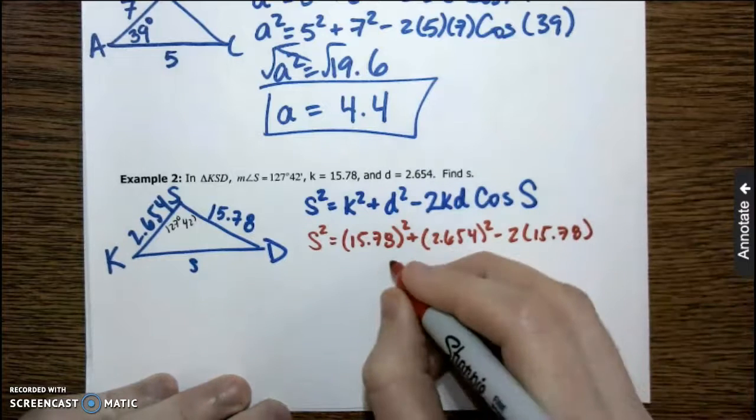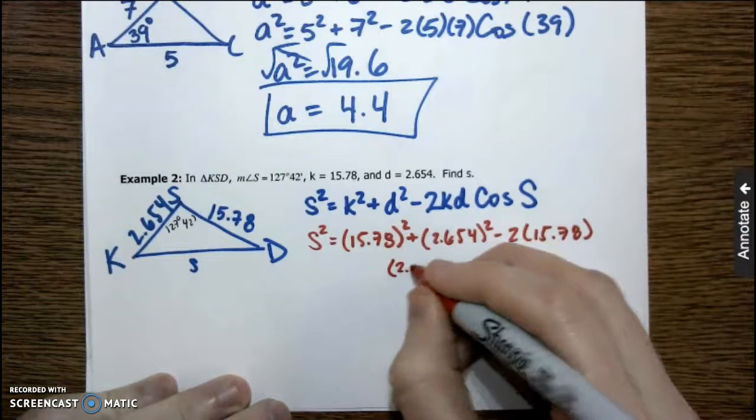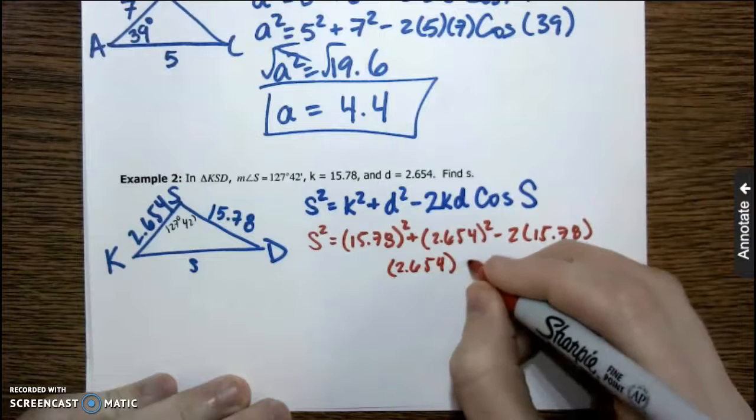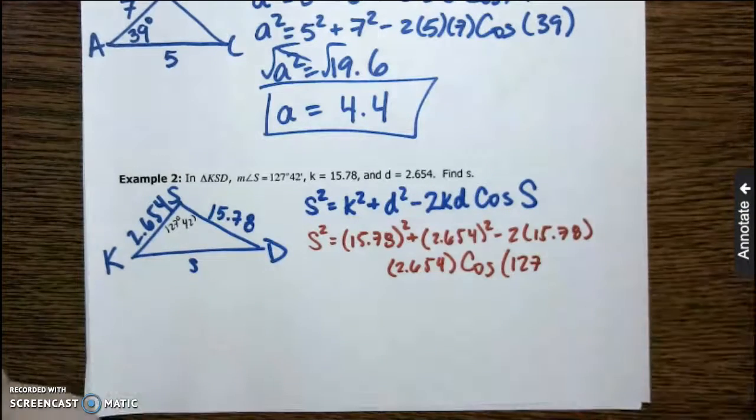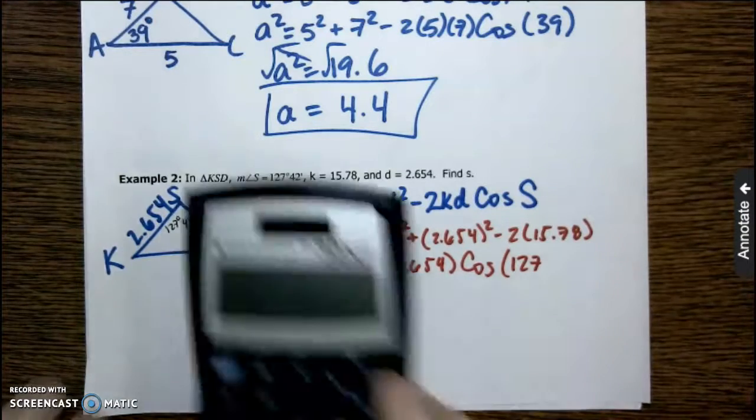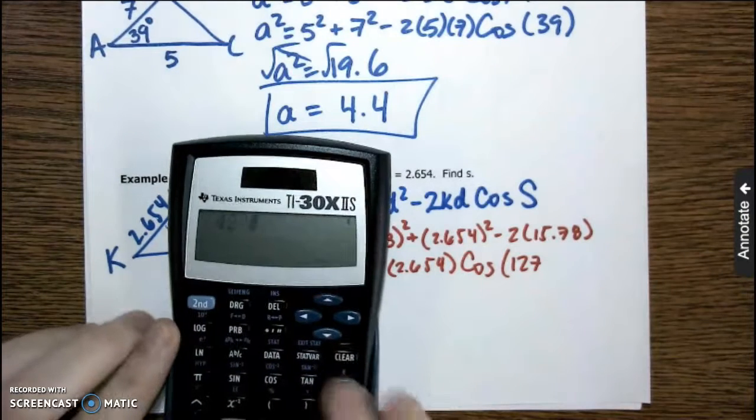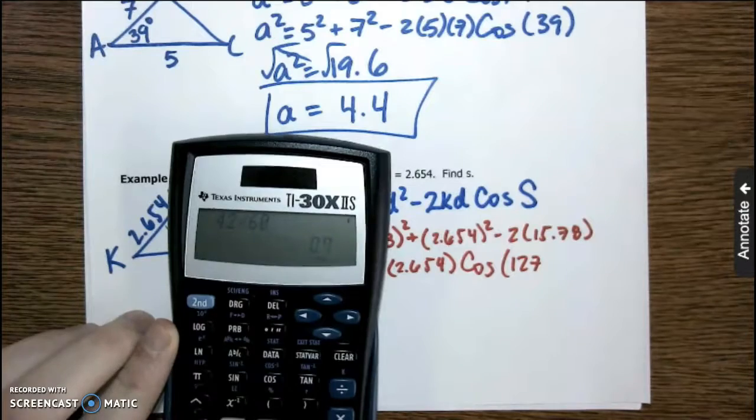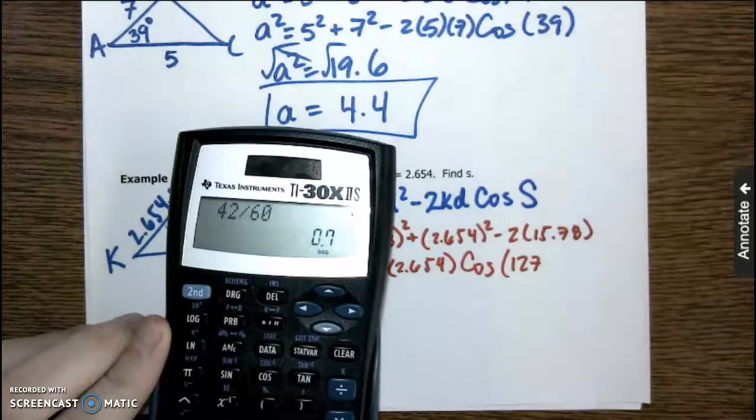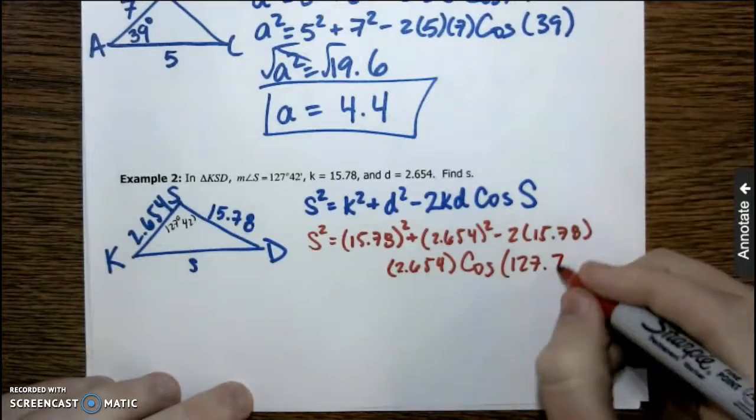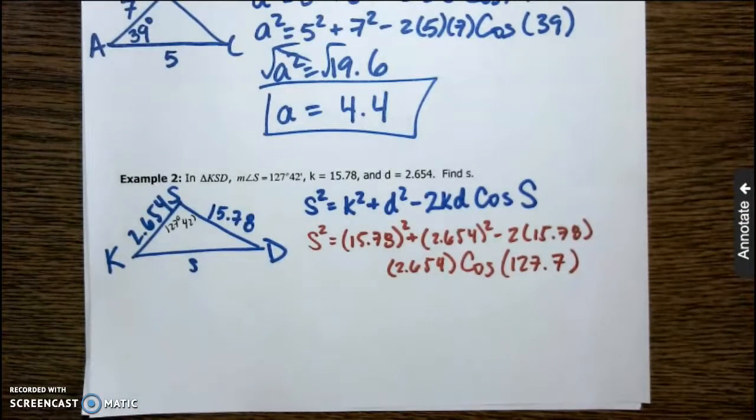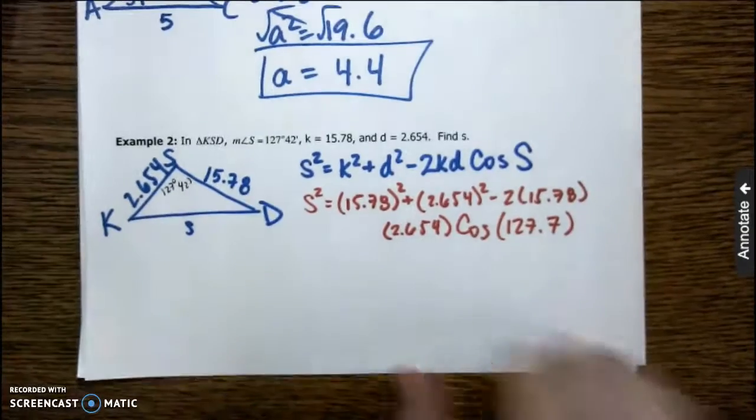I'm running out of room. Cosine of 127, but I don't want minutes, so I'm going to take 42 divided by 60 to change that into a decimal of a degree, so 0.7 degrees. And now I'm going to type all of that into my calculator. We're in degree mode.